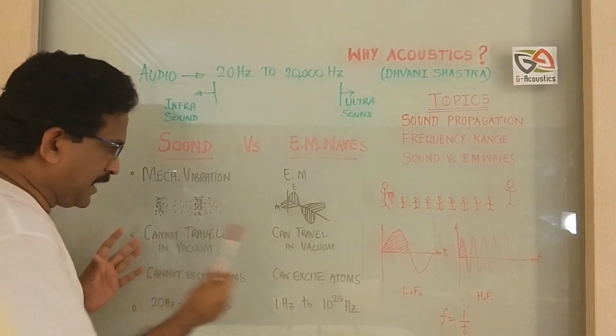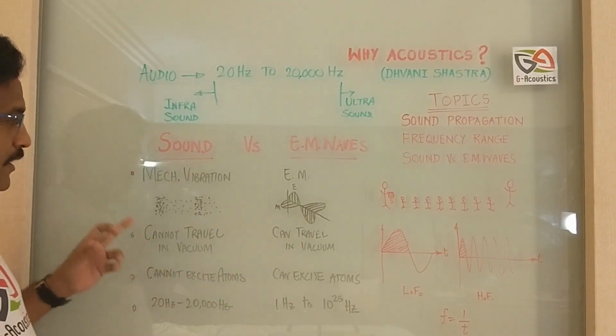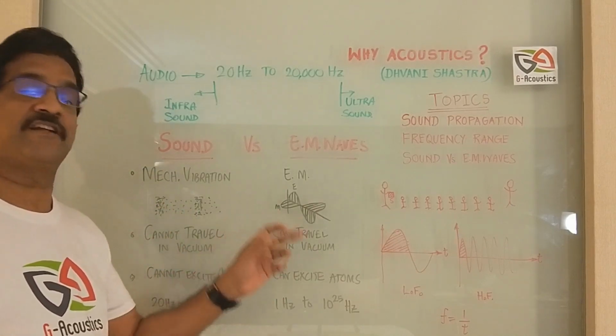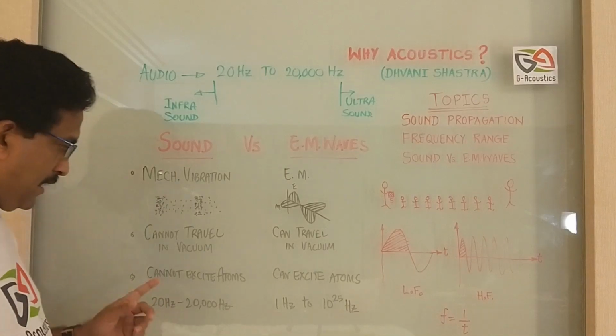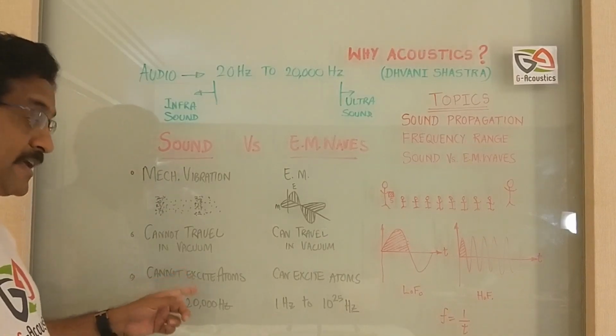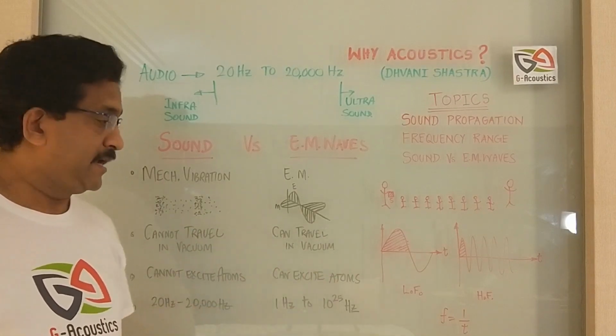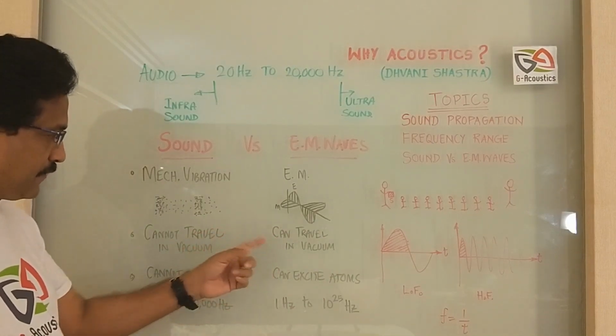The second difference is that sound cannot travel in a vacuum, whereas electromagnetic waves can travel in a vacuum. Sound cannot excite atoms, whereas electromagnetic waves can excite atoms. Now coming to this particular difference, vacuum.